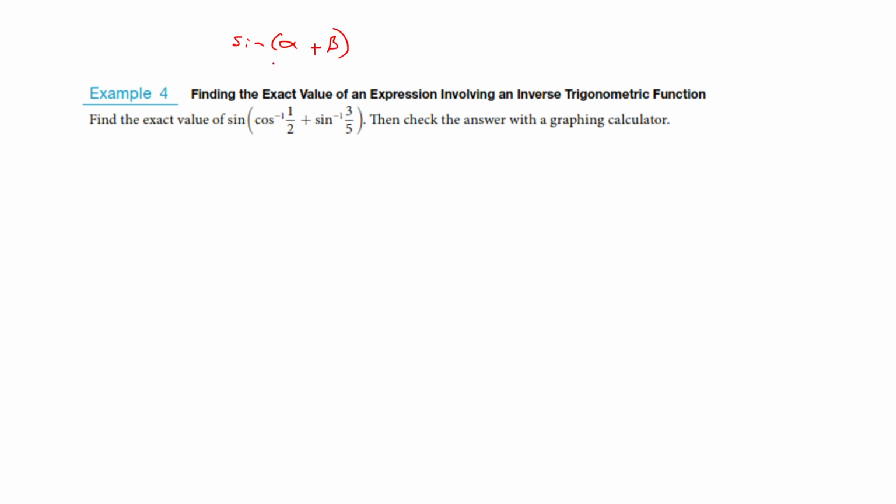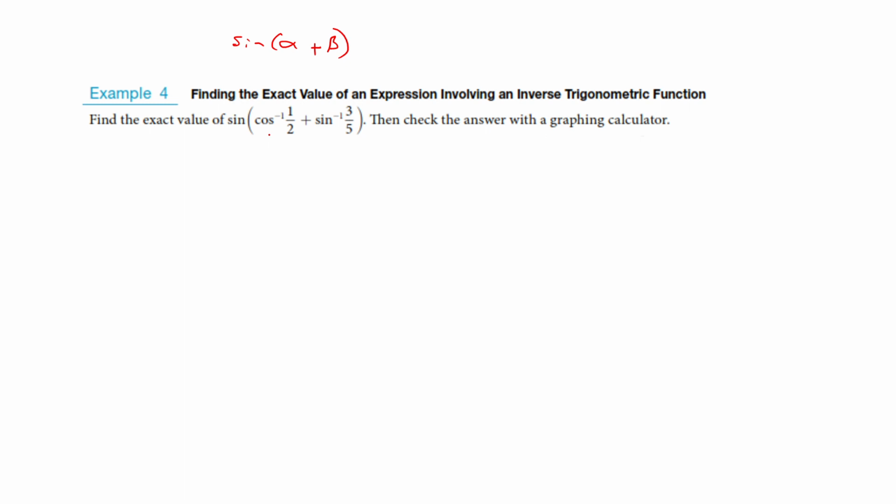We really have the sum of two angles, right? Isn't there some angle that has a cosine of 1/2? Isn't that what an inverse cosine is? There's some angle that has that 1/2, and there's some angle whose sine is 3/5. Now they aren't in the same triangle. These are totally different angles.